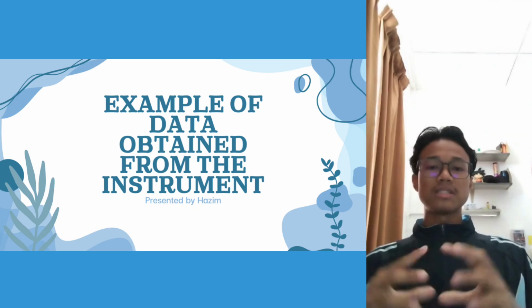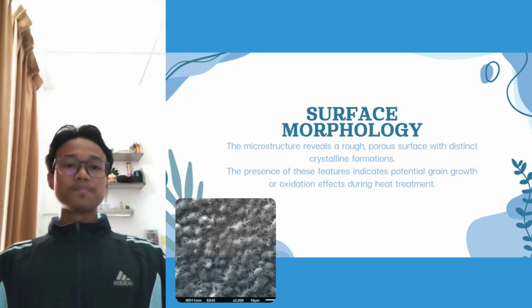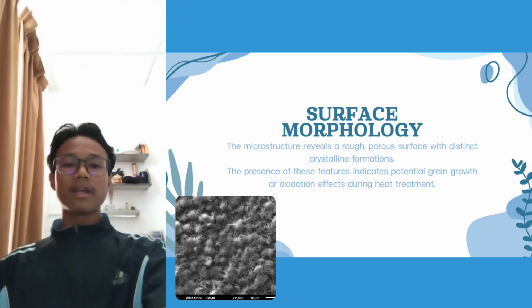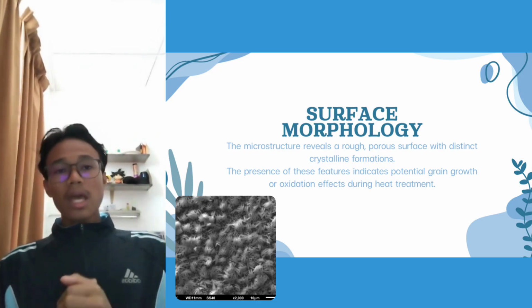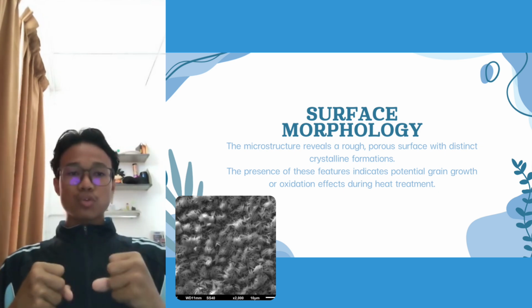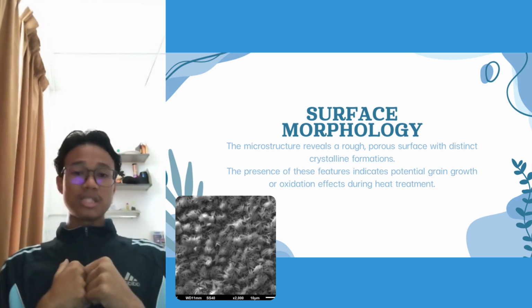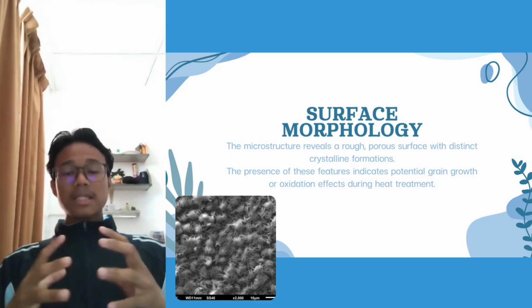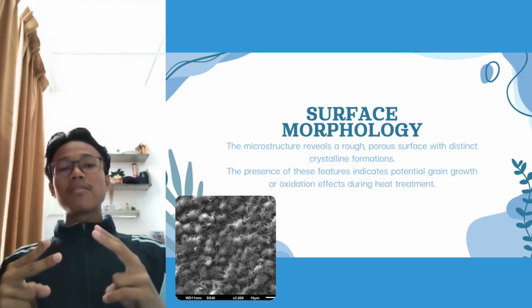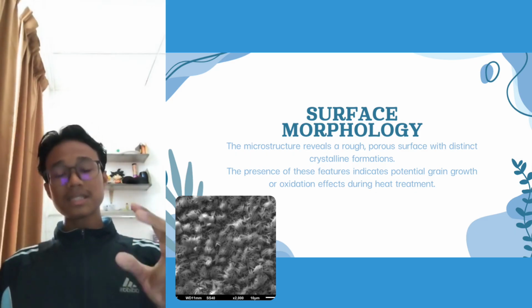Now come to my part, which is the example data obtained from our project. As we can see right here, this is an SEM, scanning electron microscope, image of the heat treated sample, which is copper, taken at 2000 magnification. The analysis was performed at 30 kV.